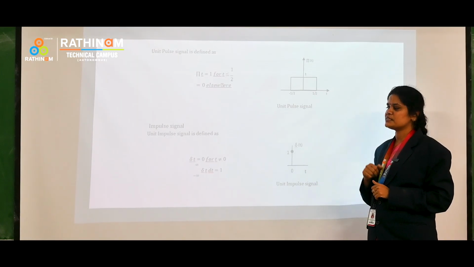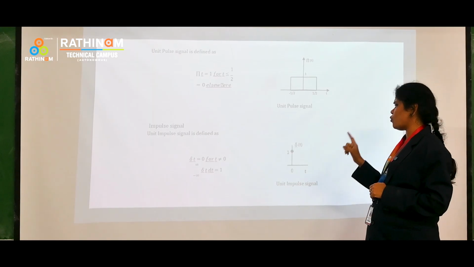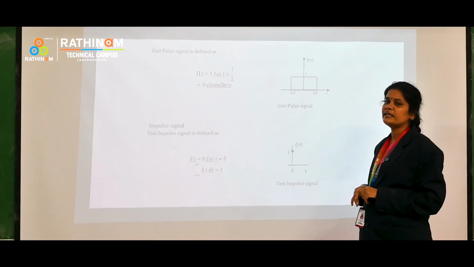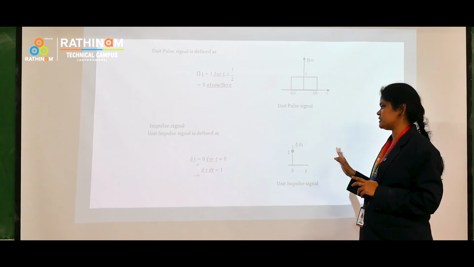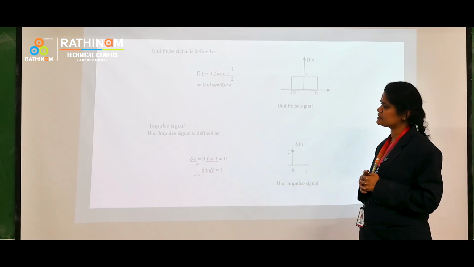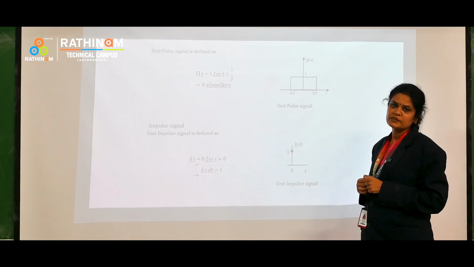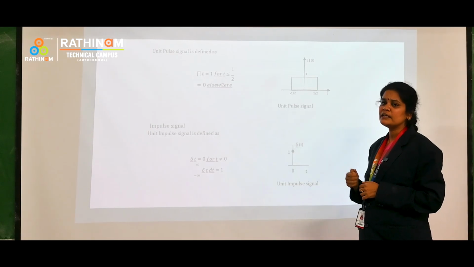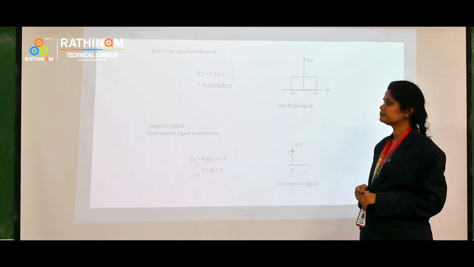Next is the impulse signal. The impulse signal exists only when t is equal to 0, otherwise it won't exist. So can you give an example for a unit impulse signal? Thunder. So it is an example for a unit impulse signal.